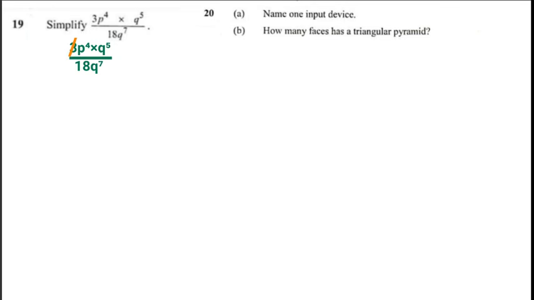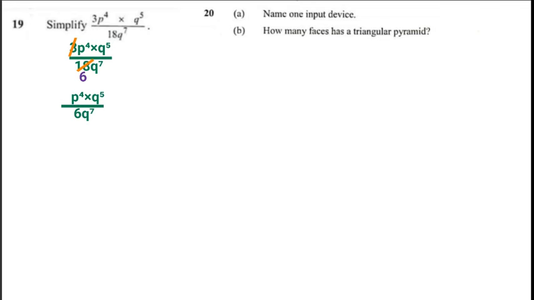The 3 on top will be cancelled, and 18 divided by 3 will give us 6. Once I've done this, then we're going to write what we're remaining with. We're remaining with p raised to the power of 4 multiplied by q raised to the power of 5, divided by 6q raised to the power of 7. Now the next thing we're going to do is look at what is common on top and down.